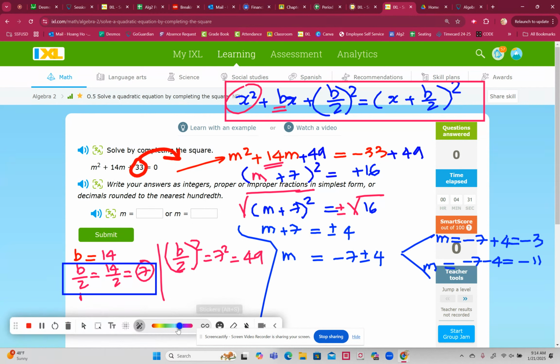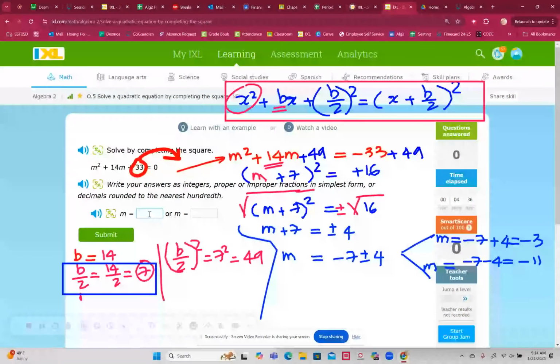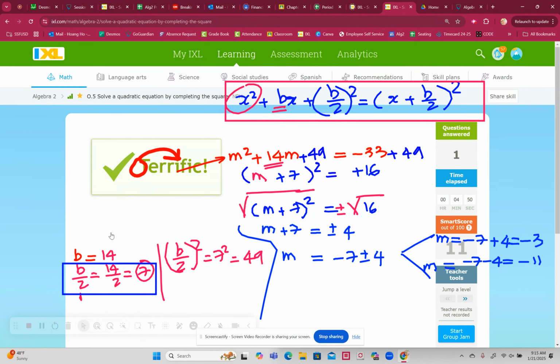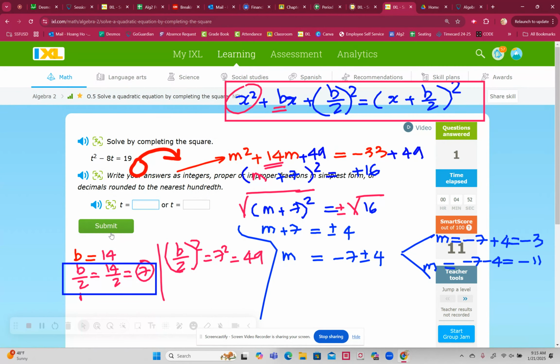Let's put in the answer box over here. The first one is negative 3. The second one is negative 11. You see that? So we keep doing the same steps. So submit. We should be correct. Here we go.